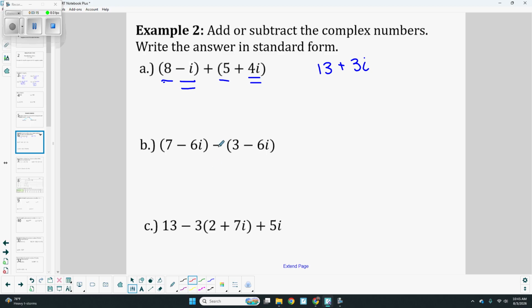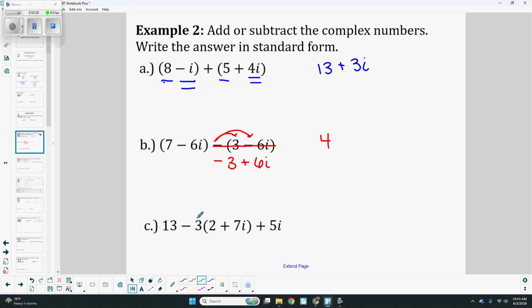This one has a negative. So we have to distribute the negative to both things, right? We're doing a -3 and a -6i, so plus 6i. And now this is gone. So I have 7 minus 3 is 4. -6i plus 6i is gone. So my answer is just 4.